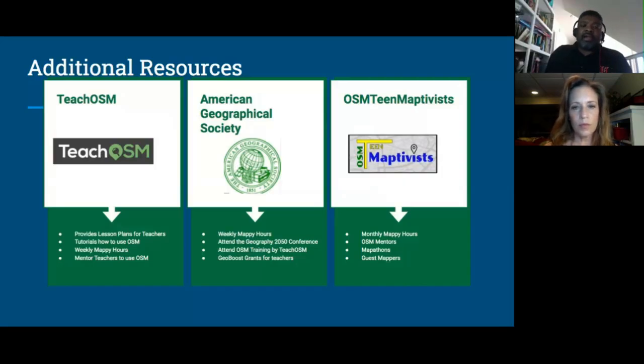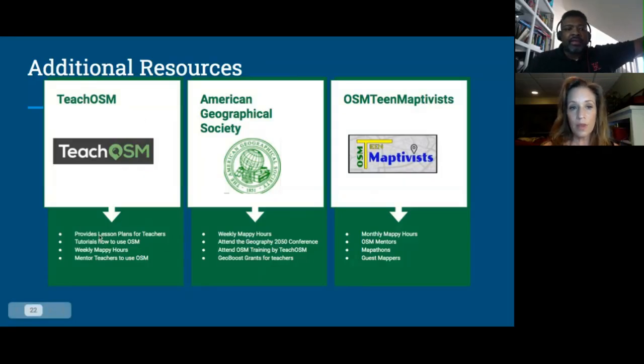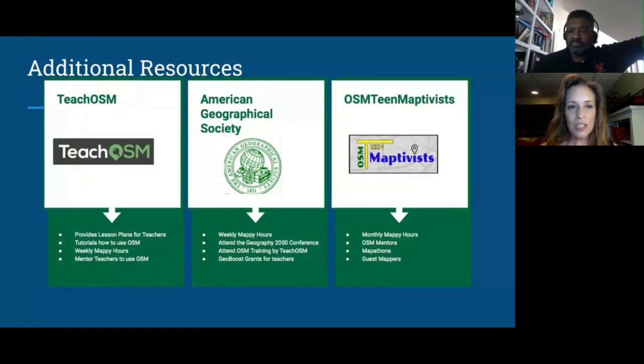We also have weekly Mappy Hours hosted by the American Geographical Society. This is where teachers can come and get immersed in a really relaxed and easygoing way. You can bring your favorite beverage and just have a great time with other educators. And we also mentor teachers on how to use OSM and can come to your classroom and help you in that endeavor.